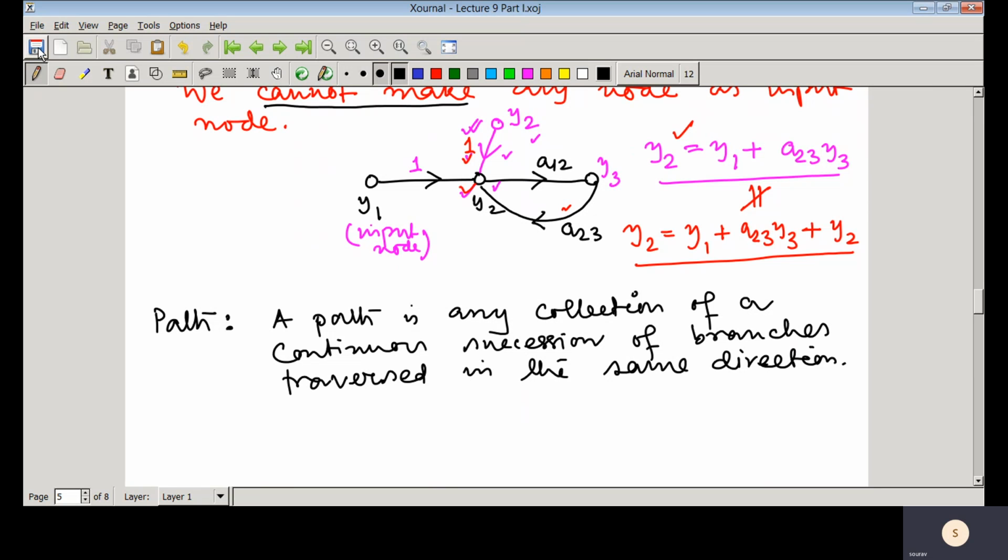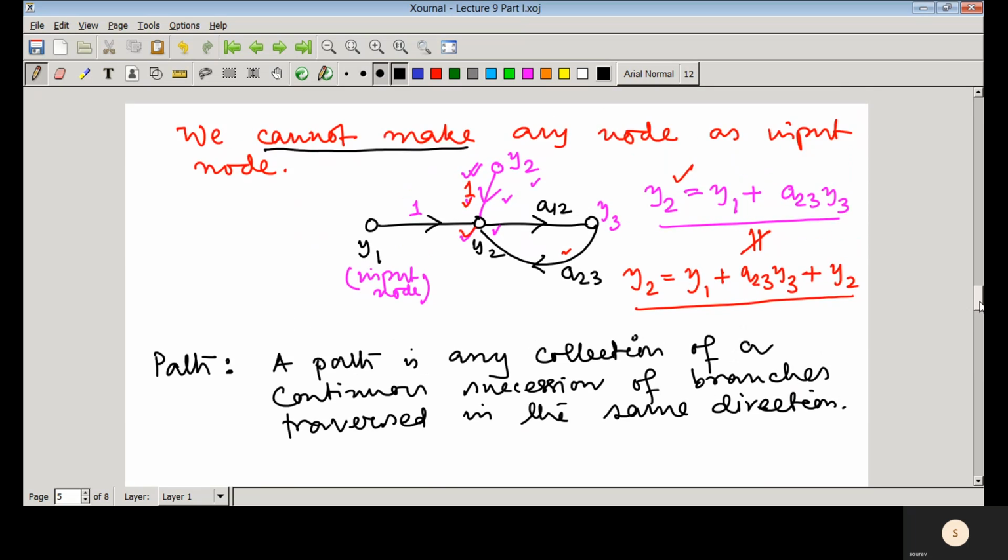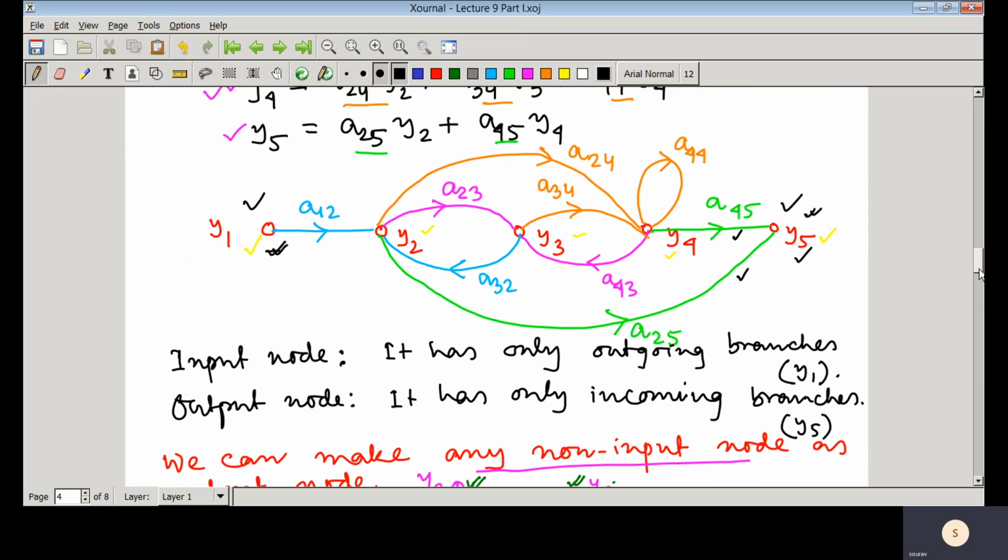So let us see in this particular example what that path is. One path is y2, y3 and y2. So this is one path. Another path is y3, y4, y3. So this is another path.